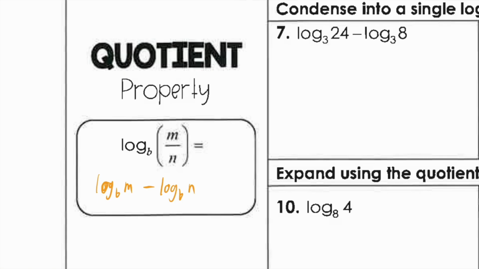And so if one logarithm is subtracting from the other, or has a negative in front of it, that means it's going to be on the bottom of a fraction, whereas if one is positive, it'll be on the top of a fraction. That's a good way to think of it.